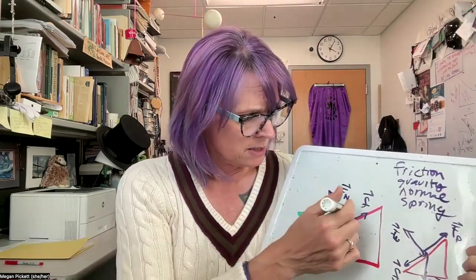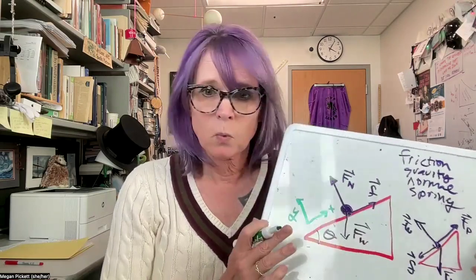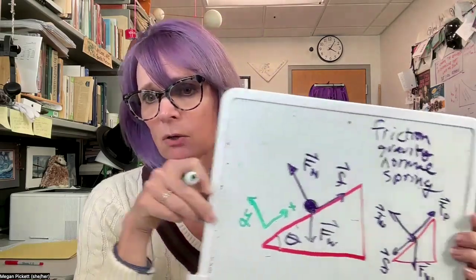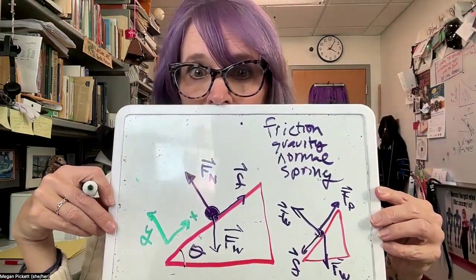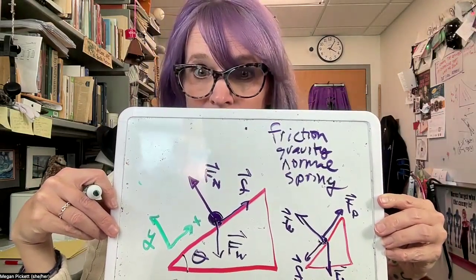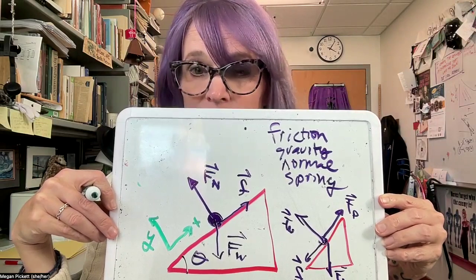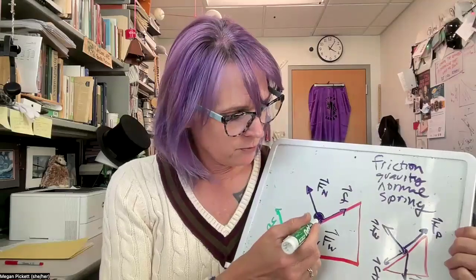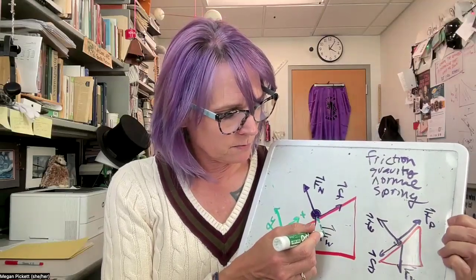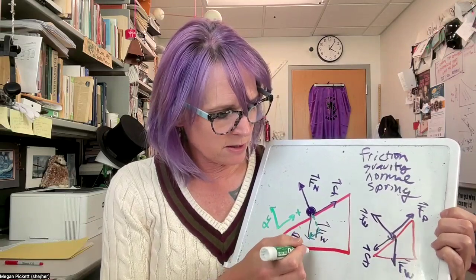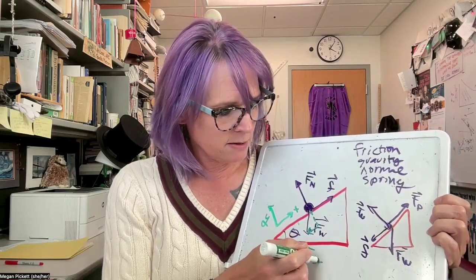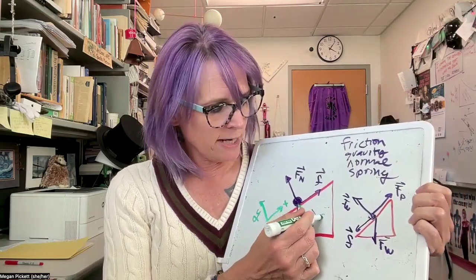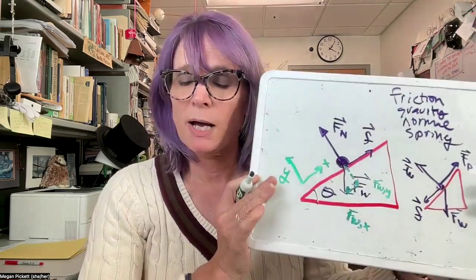But the idea here is that now we can break things up. If you look closely at this diagram, the friction force points entirely in the x direction. The normal force points entirely in the y direction. This is one of the reasons why we would do such a thing. And then if we look at the weight, we can see that there's a component of the weight that points in the negative x direction, and a component of the weight that points in the negative y direction.